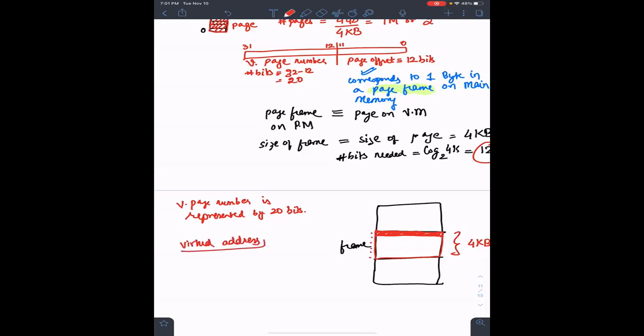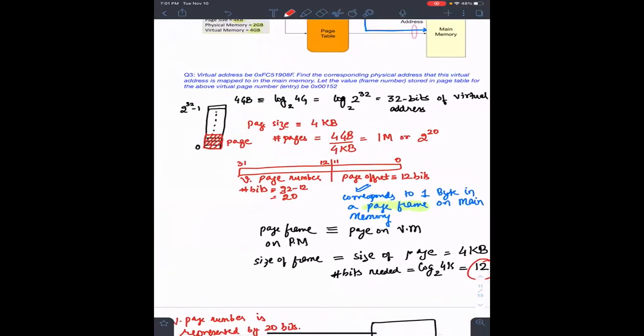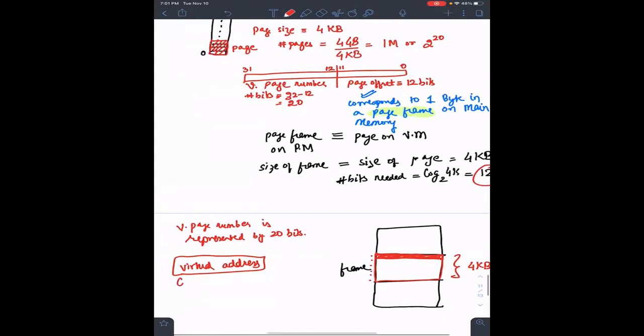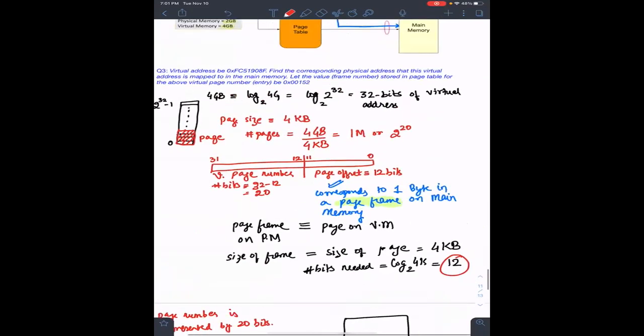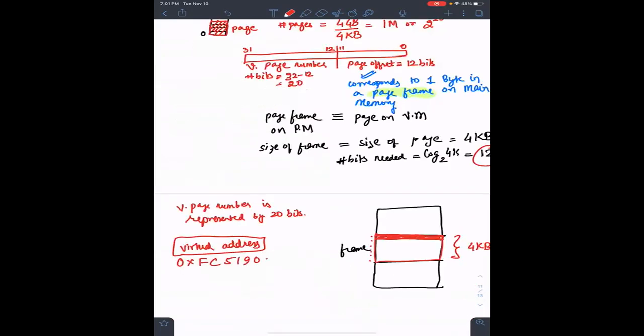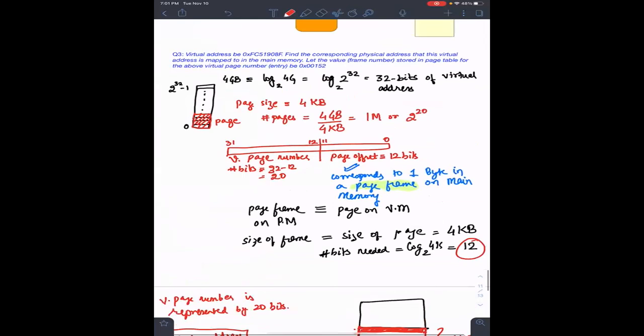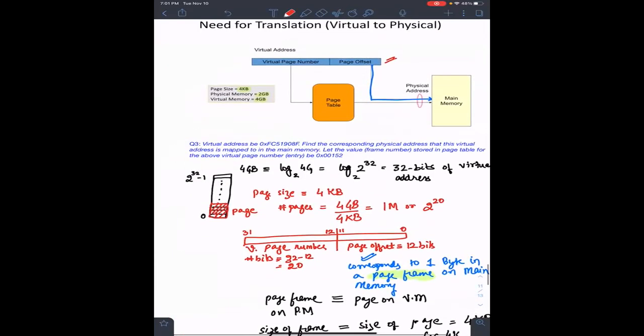Now let's look into the virtual address given in the question. So now let's read the actual question. Virtual address be 0xFC51908F. So this is the virtual address given to us. This should correspond to 32 bits as per our calculation from 4 GB. Now, the question is to find the corresponding physical address that this complete virtual address is mapped to in the main memory. So we want to find out what the physical address in the main memory is for this virtual address.